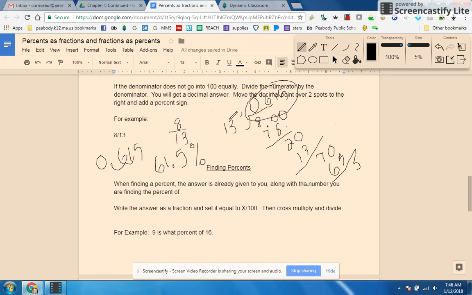All right, so again, you're only doing this long division if the denominator doesn't go into 100 evenly. So you put the numerator on the inside, the denominator on the outside. You're going to get a decimal. If it goes on forever, you could stop after 3 numbers, and then you move it 2 spots to the right.